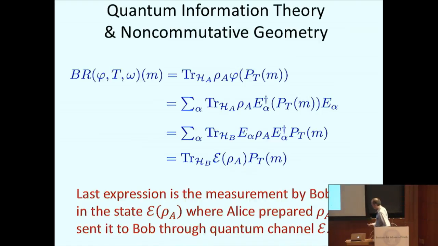So this last expression is the measurement by Bob of the observable T in the state E of rho A, where Alice prepared rho A and sent it to Bob through a quantum channel E. And the point of this slide, indeed the point of chapter 3, is that you can take at least some statements in quantum information theory and rewrite them in terms of non-commutative geometry. Now, this is a novel statement. Whether it is a useful or an interesting statement, I'm not in a position to say. I merely offer it.